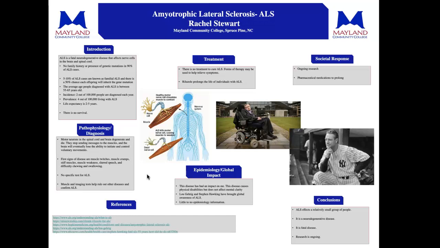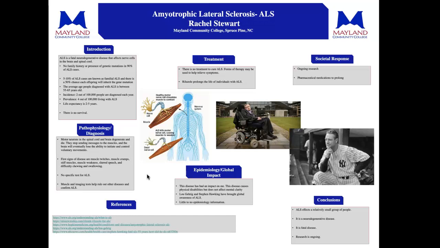In 90% of the ALS cases, there is no family history or presence of any genetic mutations. In the other 5 to 10% of these cases, they are considered familial ALS, and in these cases there is a 50% chance that each offspring will inherit the gene mutation. Typically, people that are diagnosed with ALS are between 55 and 65 years old. However, that does not mean that nobody gets it in other age ranges.